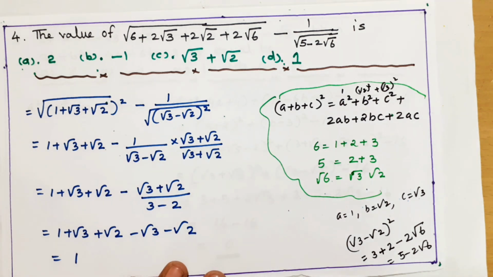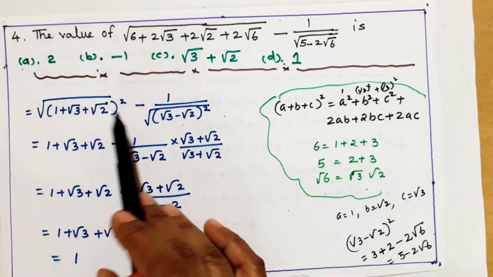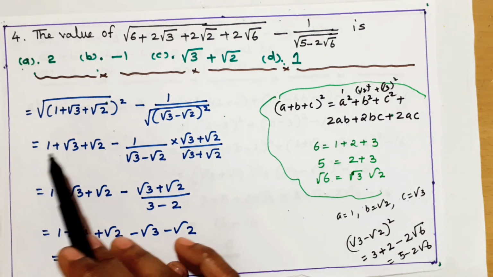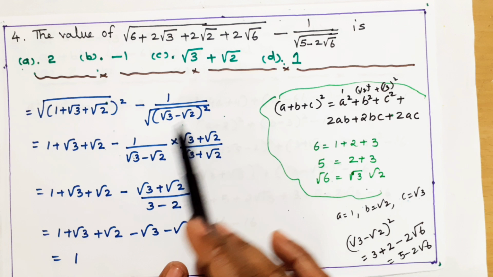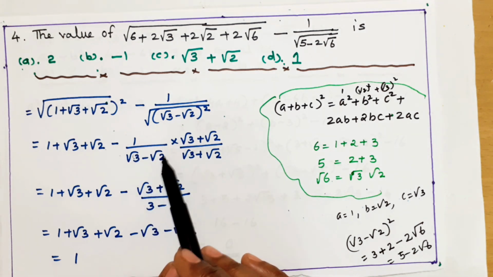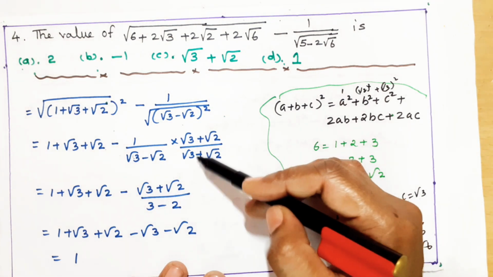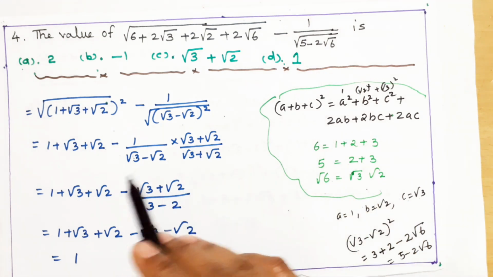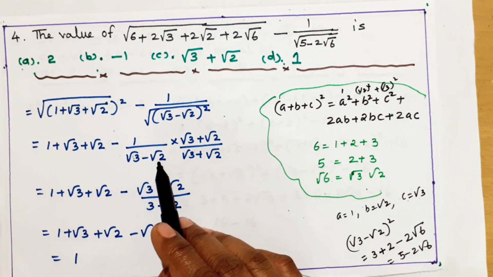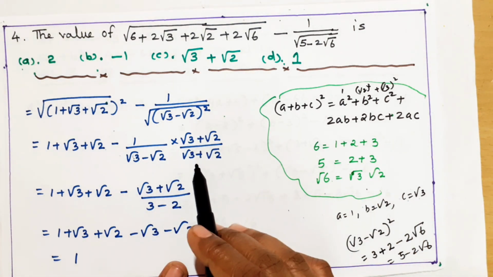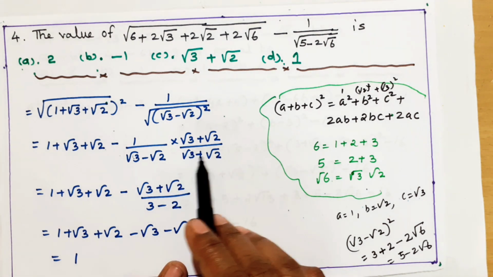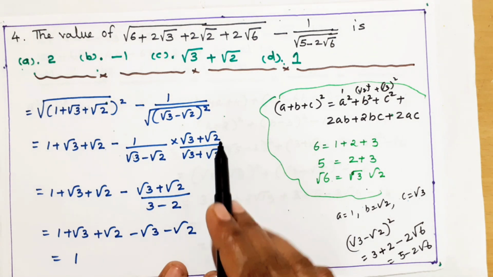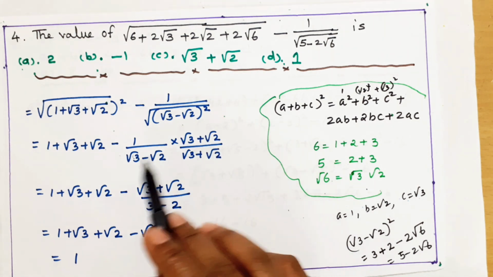Next is very simple. Root over square, I told you the root will go. So it is 1 plus root 3 plus root 2 minus 1 by, here also this will go, 1 by root 3 minus root 2. After that I am going to rationalize. Denominator is root 3 minus root 2. So I am multiplying and dividing with root 3 plus root 2.